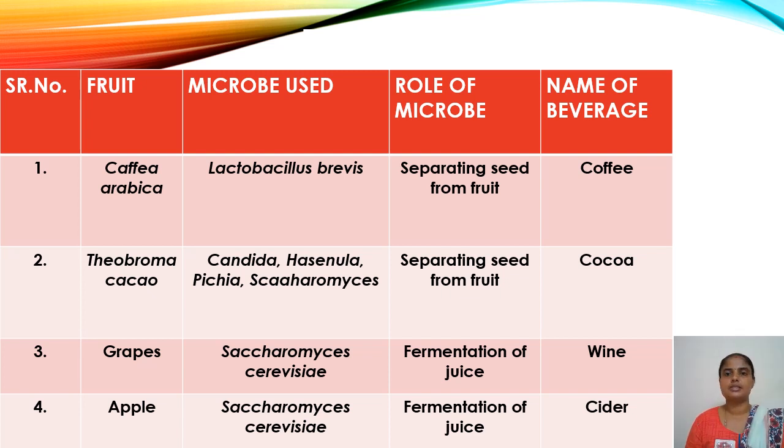The next famous product is wine, produced from grapes using the fungus Saccharomyces cerevisiae. We know that this is the yeast used for fermentation of the grape juice, which gives wine. The last, using the fruit apple and yeast Saccharomyces cerevisiae, we can ferment it and we can get a product called apple cider. Cider is an alcoholic drink made by fermenting apple juice. So through this slide, we understood how beverages are made using microbes.